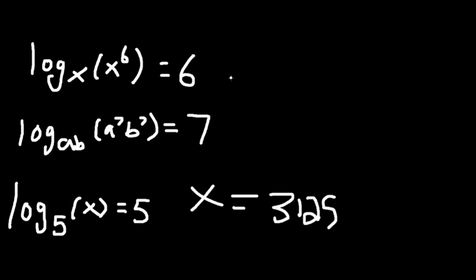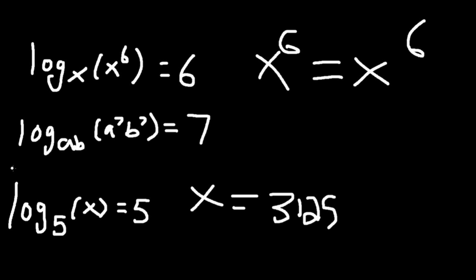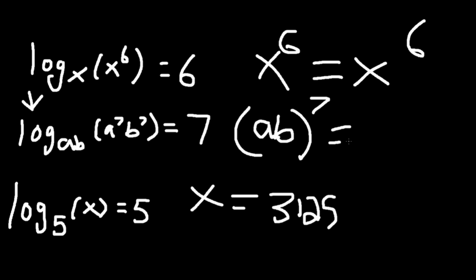Now, with the values that we've arrived at, let's take these logarithms and put them back into their exponential forms. So we have x, which is our base, and then we have our exponent, which is 6. x is equal to x to the 6. Boom. Now we do the same thing with our second one. We have a base of ab, raised to the 7th power. Boom.